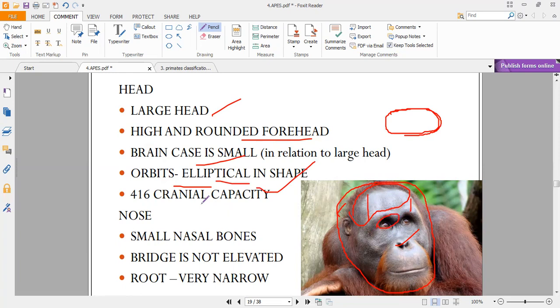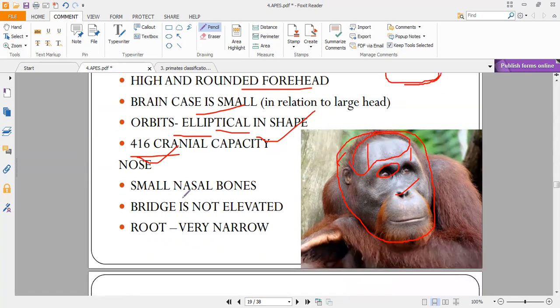If you talk about cranial capacity, it is again around 416. It is similar to chimpanzee and gorilla. If we talk about the nose, the nose bones are very small. We can see here their nose is very small compared to the whole face. Brow is not elevated. Brow means this part. This part is not elevated.